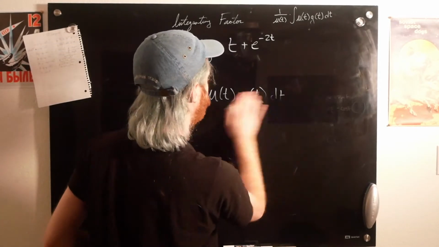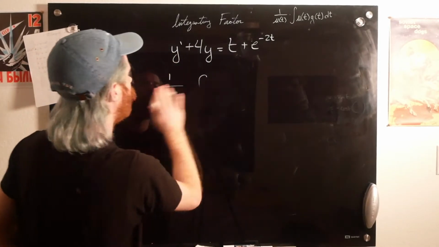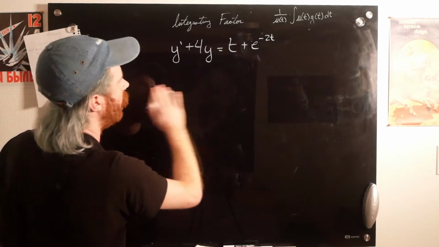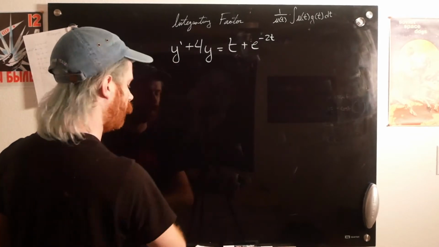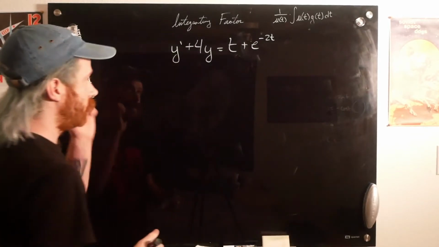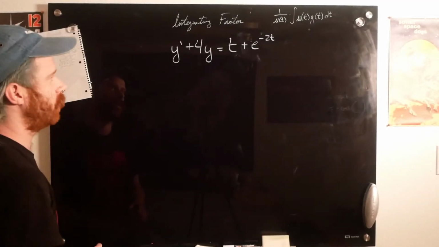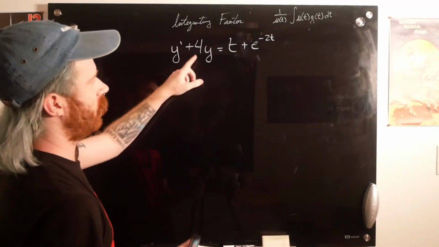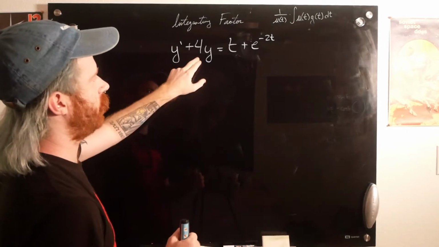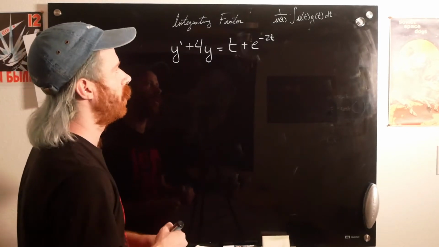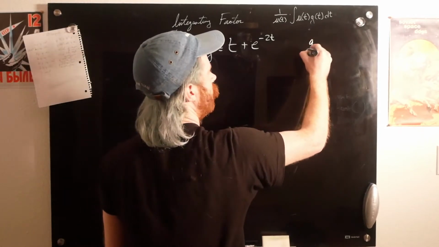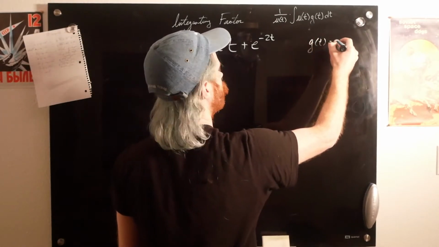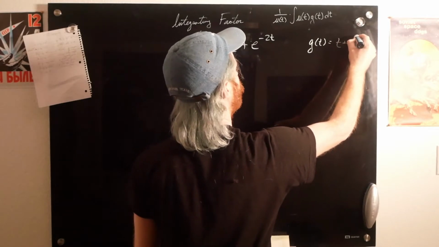So this first problem that we're looking at is going to be y prime plus 4y equals t plus e to the power of negative 2t. So let's go ahead and get started on this. We'll see that first, note that y prime is alone, and this is in terms of t or just a constant, which is fine. It's p of t, so p of t equals 4. And then this is all in terms of t, so this is our g of t. So g of t equals t plus e to the negative 2t.